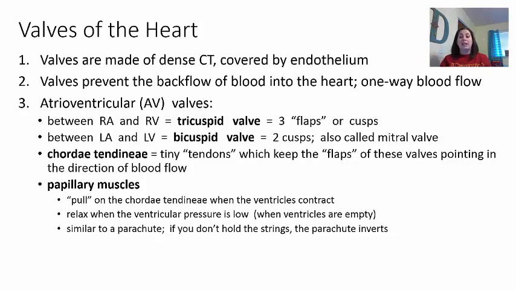When the ventricle is empty and we need to refill it with blood, those muscles will relax, and we see that the parachute type structure will invert and come back down so that the blood can then drain back in there. So these muscles and these chordae tendineae help open and close these valves.